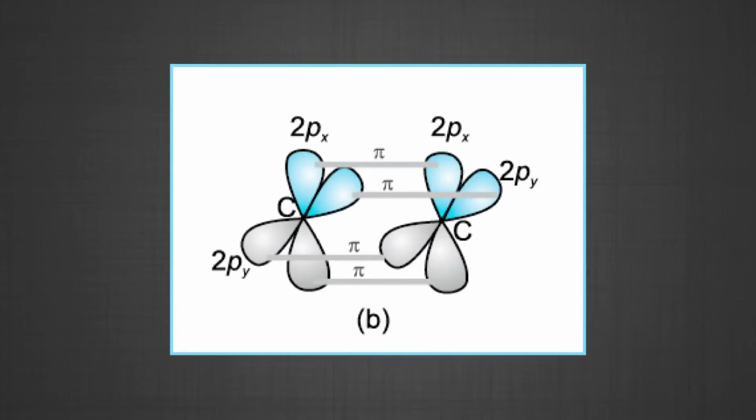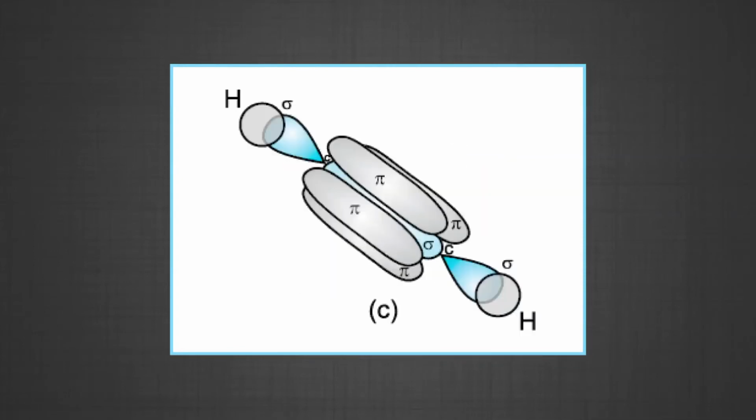Each of the two unhybridized p orbitals of both the carbon atoms overlaps sidewise to form two pi bonds between the carbon atoms. So, the triple bond between the two carbon atoms is made up of one sigma and two pi bonds. Now, the figure shows you the formation of sigma and pi bonds in ethyne.